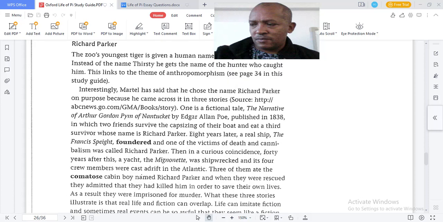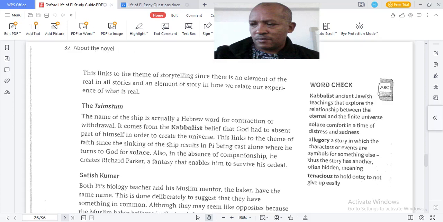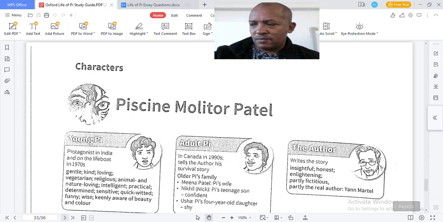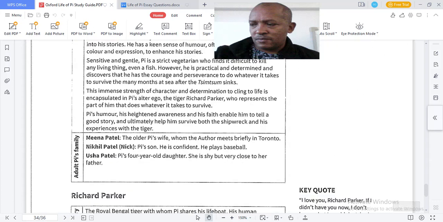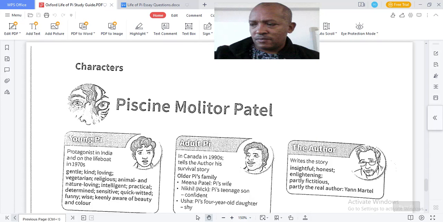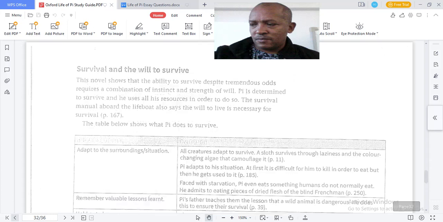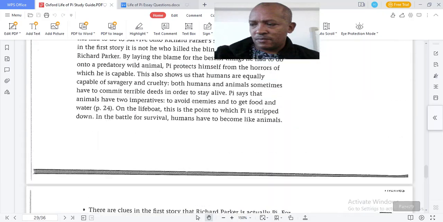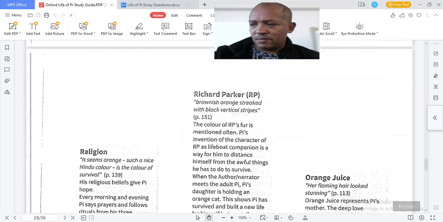When they say discuss the theme of anthropomorphism, see page 34. Let me go back. I want to give you... where's the word? Is it page 34? I'm going to go back to 36. I saw that word somewhere. Survival and the will to survive. We're going to go there now. Okay, it's not here.